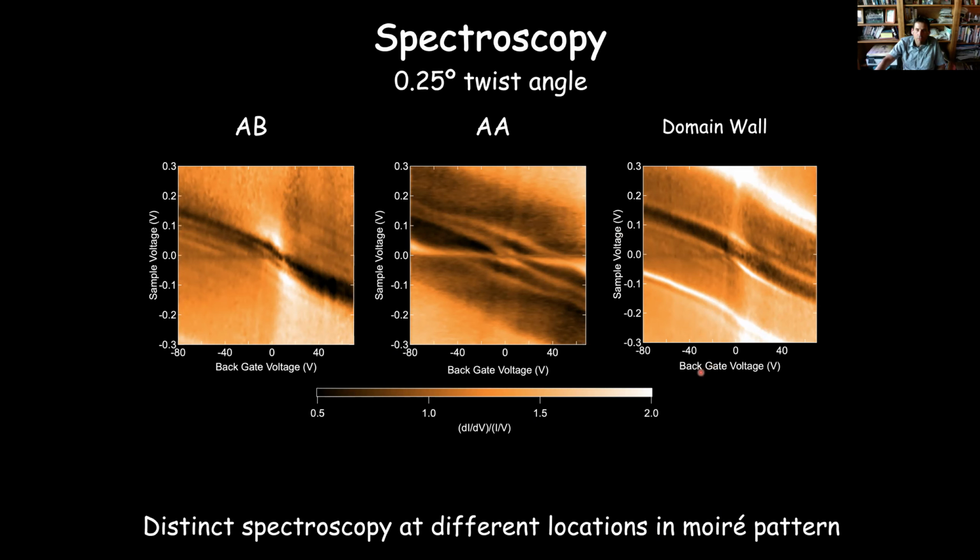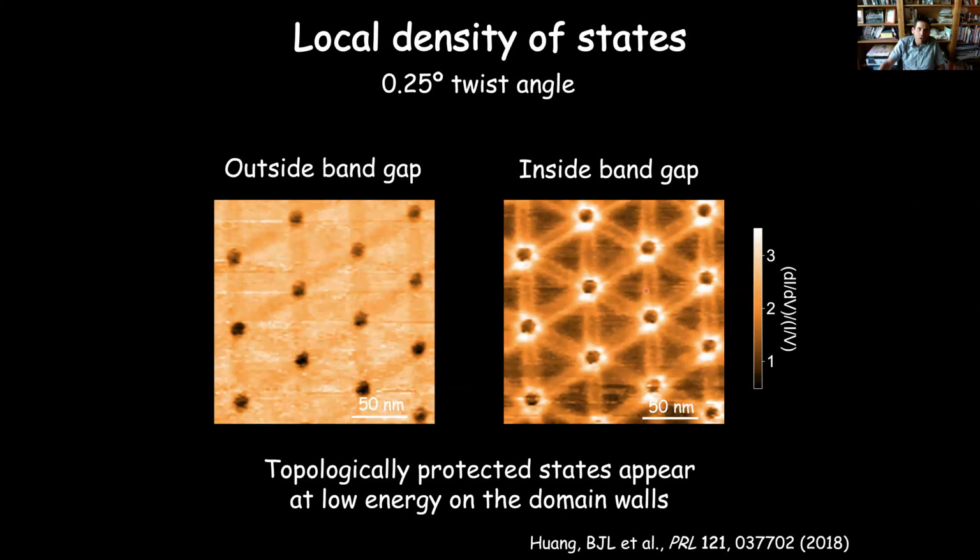the electric field. And so what we can do is go and measure spatially the density of states. If we go outside the band gap, so we go to energies above the band gap in the material, what you'll see is we have a fairly uniform density of states in the sample.